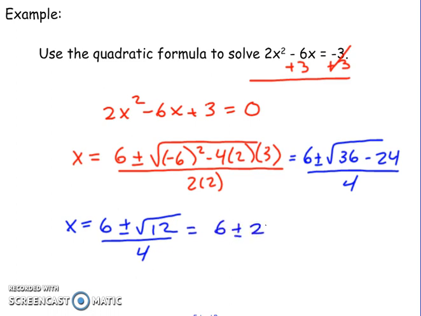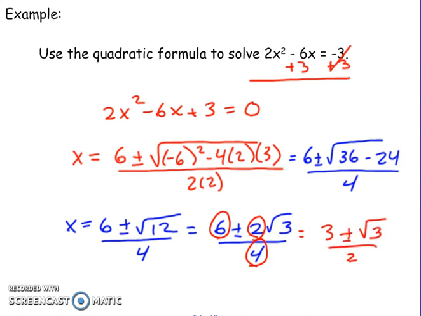Plus or minus 2 radical 3 over 4. Okay, you always have to break down your radicals if they can be broken down. And now, all of these values can be divided by the same number. Okay, we never want to divide the radicand. So even if it was radical 6 instead of radical 3, we don't want to divide it. We always leave it the same. So everything can be divided by 2 here. So we're going to end up with 3 plus or minus radical 3 over 2.